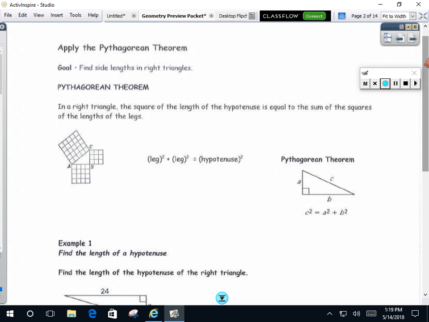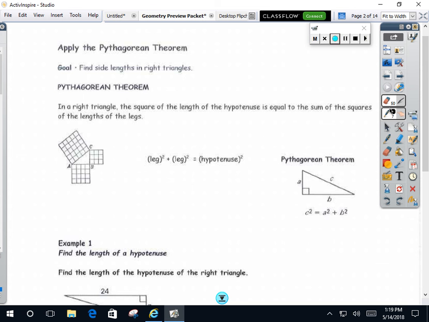Okay, page 1, applying the Pythagorean theorem. The goal when using the Pythagorean theorem is to find the side lengths in a right triangle. So you're trying to find all three sides and how long they are. In a right triangle, the square, which means when you square something, of the length of the hypotenuse is equal to the sum of the squares of the lengths of the legs.